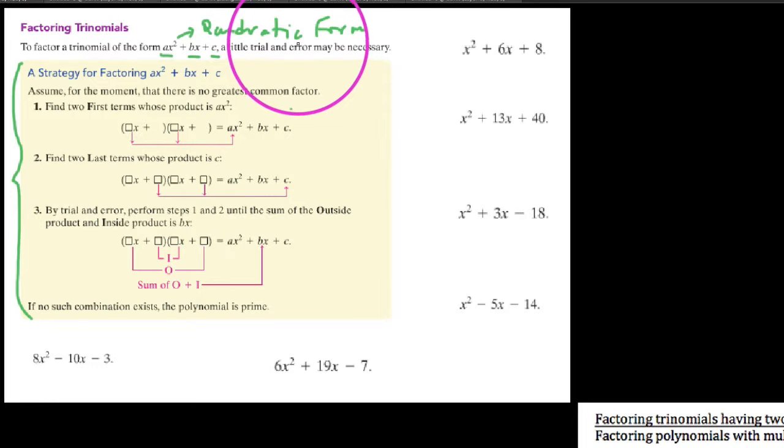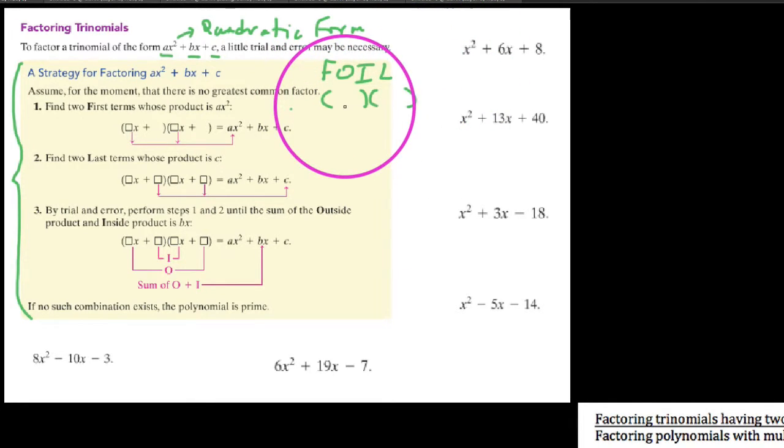Little trial and error here is written, and sometimes that's necessary. But basically what we want to do is develop a strategy for factoring these. So we're going to assume for the moment that there's no greatest common factor between any of these three terms here. But step number one is going to basically be this. When we talk about our FOIL process, we're going to take this trinomial and we're going to write it as the product of two binomials.